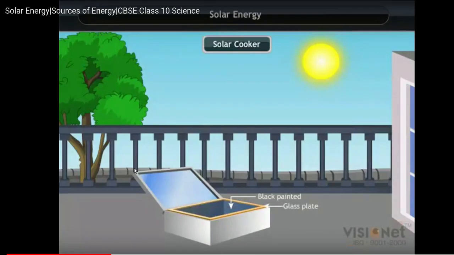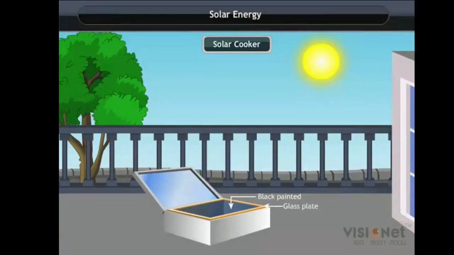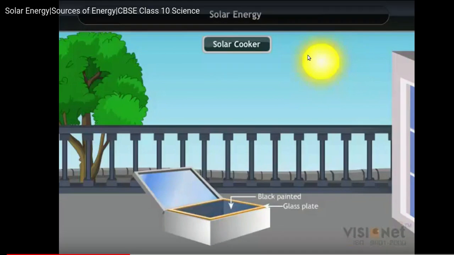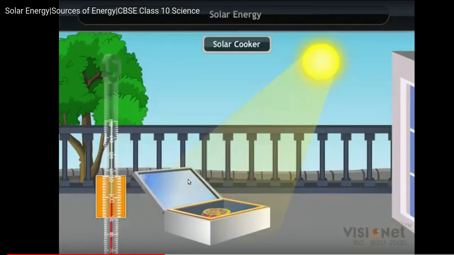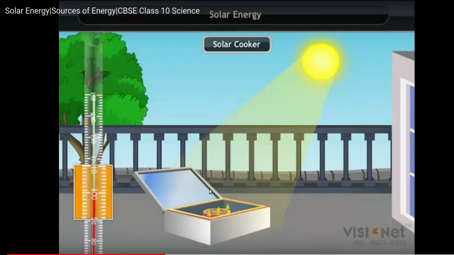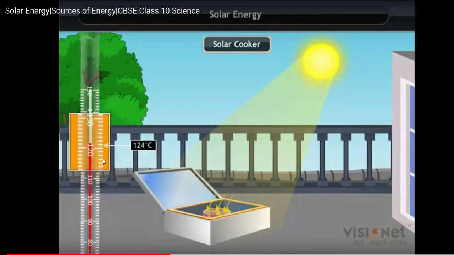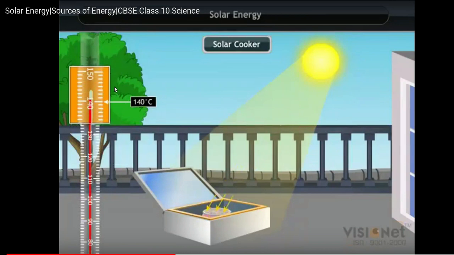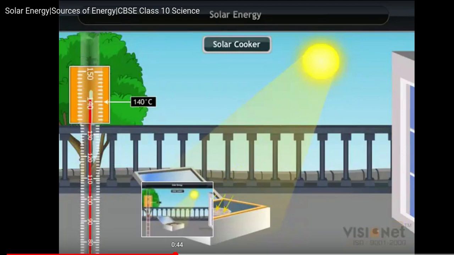So the sun's rays, the mirror will capture them and direct them into the box. Why do we have a glass plate? It is so that the heat does not escape. If we keep a pot full of rice inside it, the temperature goes up to almost 140 degrees Celsius. That's very, very hot. So it can cook the food inside, which is why this is a solar cooker.